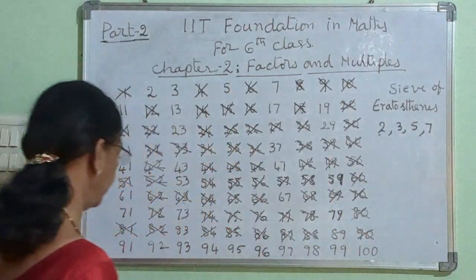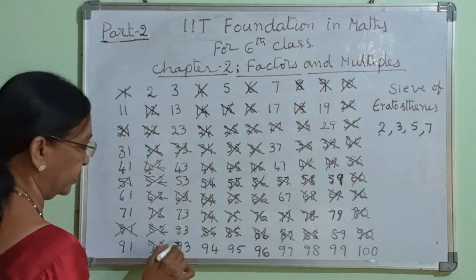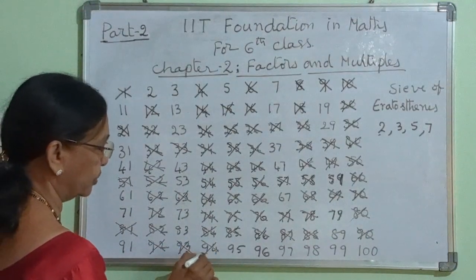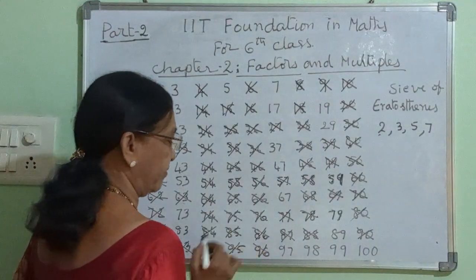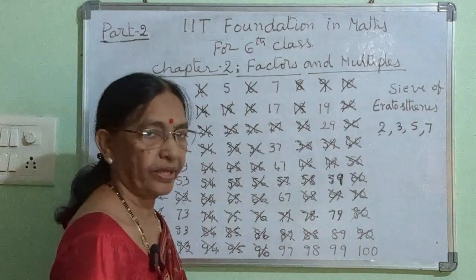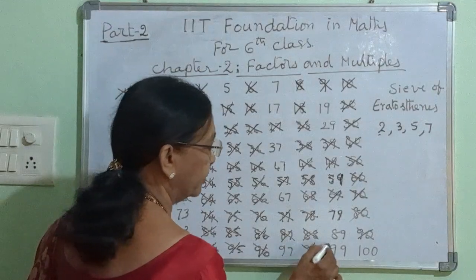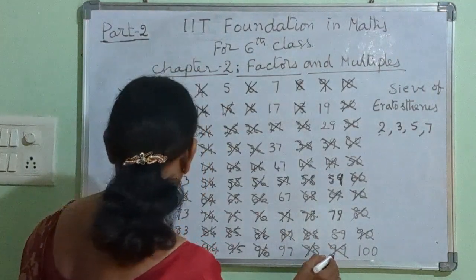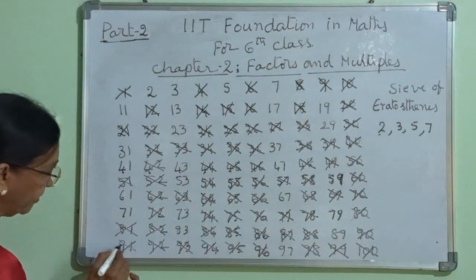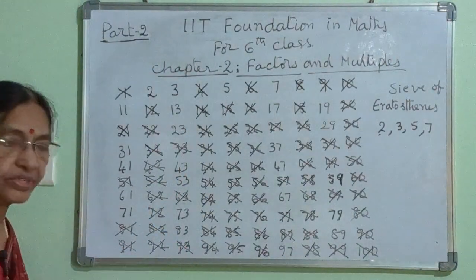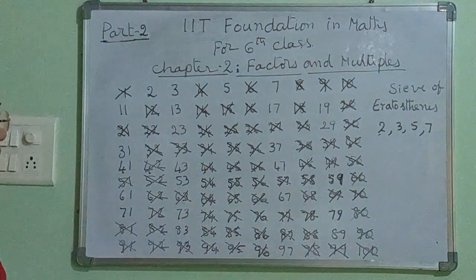90 is divisible by 2. 91 is not divisible by 2, 3 or 5. 92 is divisible by 2, 93 divisible by 3, 94 divisible by 2, 95 divisible by 5, 96 divisible by 2, and 97. 97 is not divisible by any of these numbers, and 98 divisible by 2, 99 divisible by 3, 100 divisible by 2. 91 is divisible by 7: 7 ones are 7, 7 threes are 21. So the remaining numbers are the prime numbers.